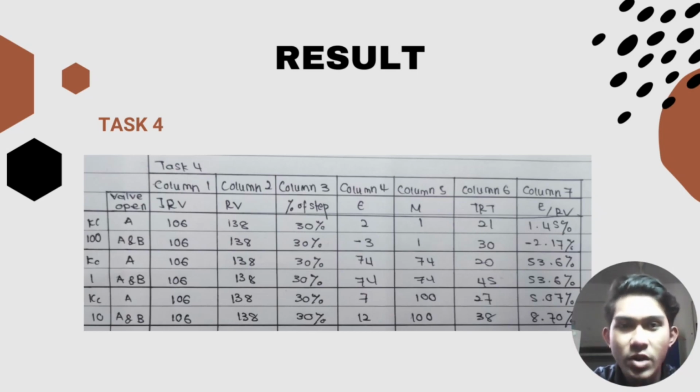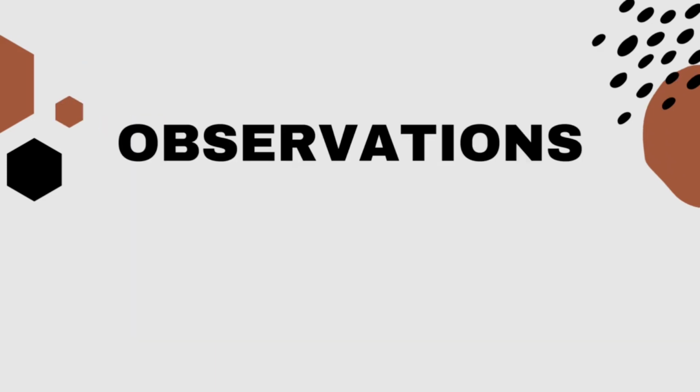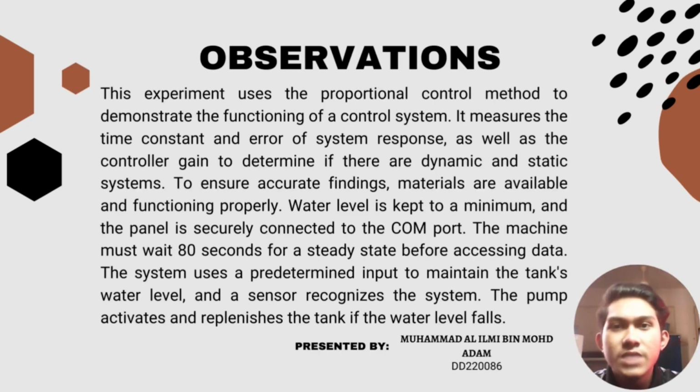Finally, for task 4, we need to vary the value of the KC. And here we can see the values that were recorded throughout the experiment. This is for observation. The proportional control method is used in this experiment to show how the control system works. To distinguish between a dynamic and static system, it evaluates the time constant and the error of the system response based on the gain of the controller.